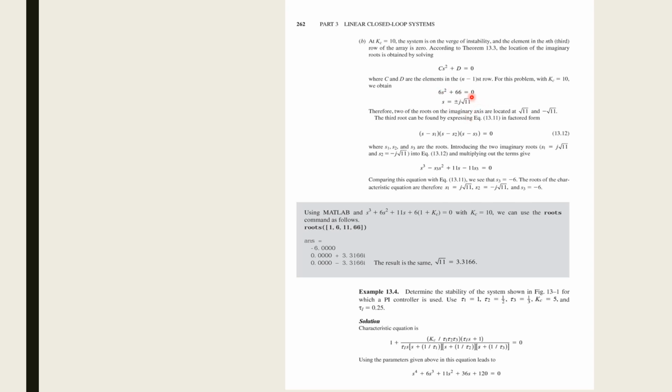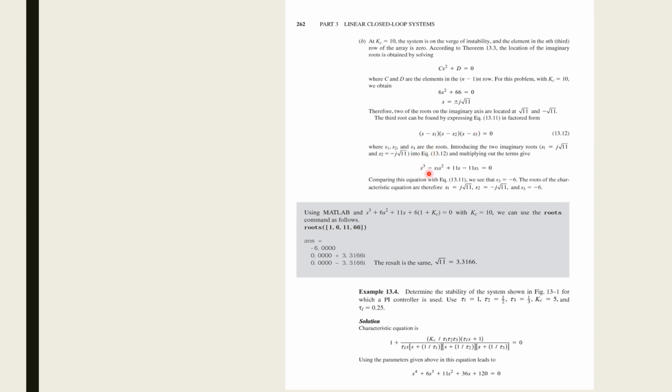These are the roots of the equation that are on the imaginary axis, s equals plus or minus square root of 11 j. And we know that it was a third order polynomial equation, so there must be 3 roots. We've put it into factored form. We already found 2 roots on the imaginary axis, so we can find the third root by solving this one.